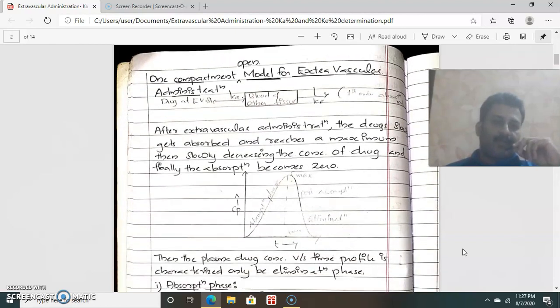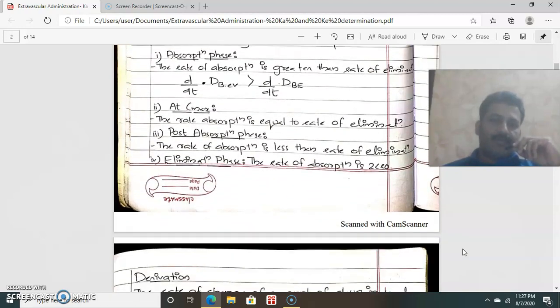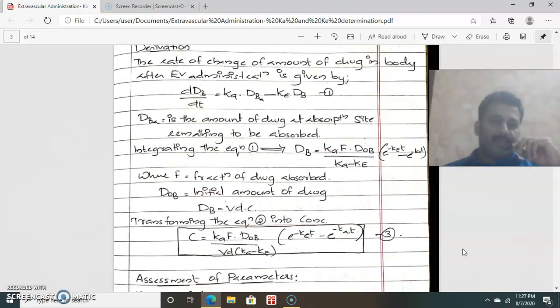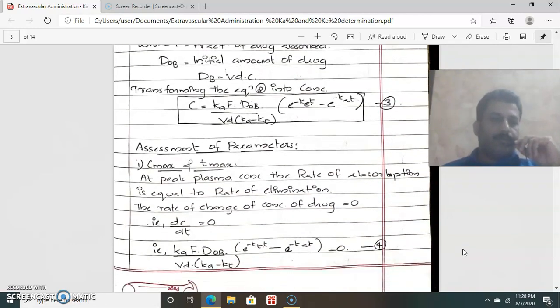And the one compartment model for extravascular administration, we have to draw the model. Then the graph, we have to explain all the four phases. Then the basic derivation, that is rate in minus rate out. So finally you will get C is equal to K into F into D0 divided by Vd into Ka minus Ke into e raised to minus Ke into t minus e raised to minus Ka into t. So we got an equation that is the concentration of the drug after extravascular administration following one compartment model is given by the equation 3, that is C is equal to this equation.